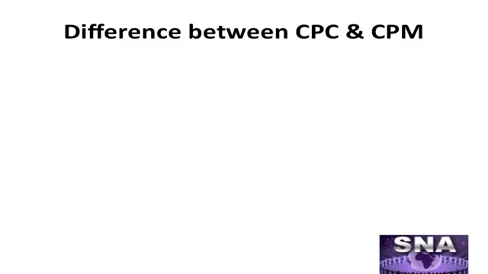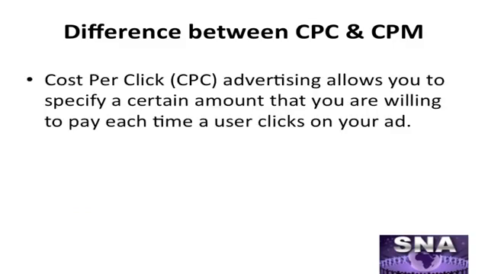Okay, very quickly, the difference between cost per click and cost per mil, or cost per impression. Now, cost per click advertising allows you to specify a certain amount that you're willing to pay each time a user clicks on your ad. So, very simple, ladies and gentlemen. You run an ad, it might show 1,000 times, and then 10 people click on that ad, and each time they click on that ad, it costs you 50 cents. That means you have 10 times 50 cents, it will cost you $5.